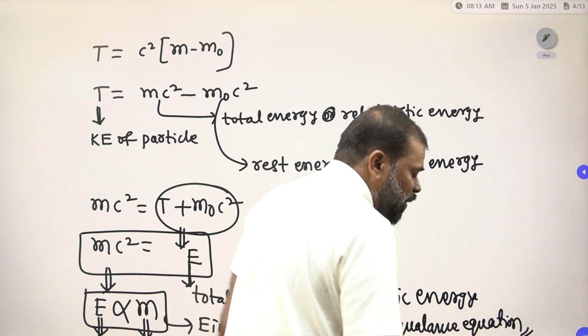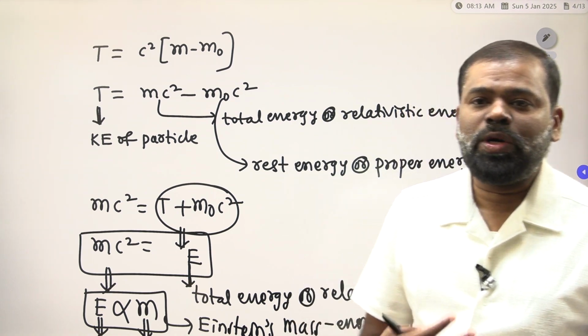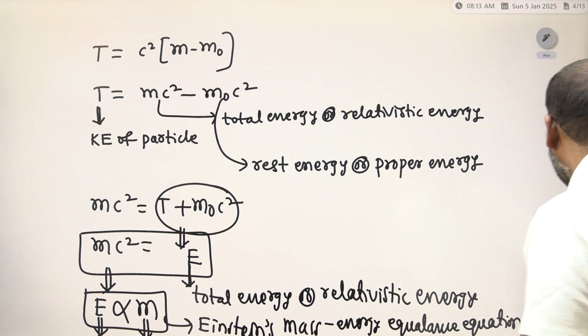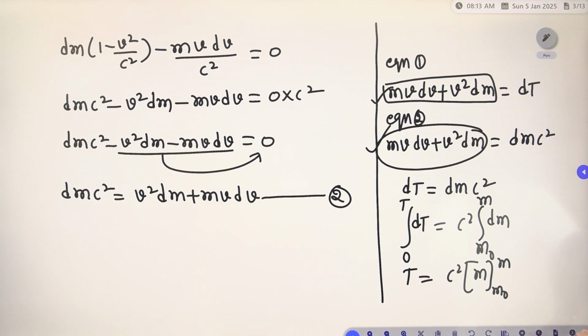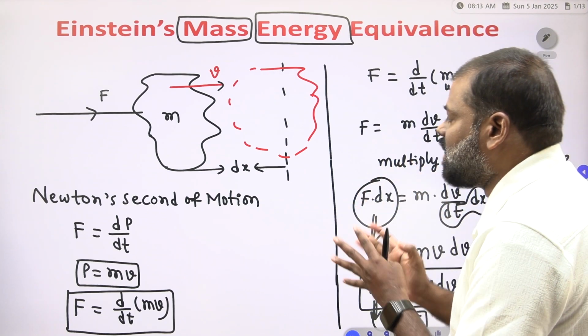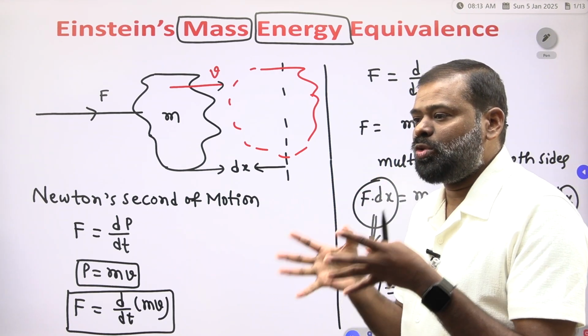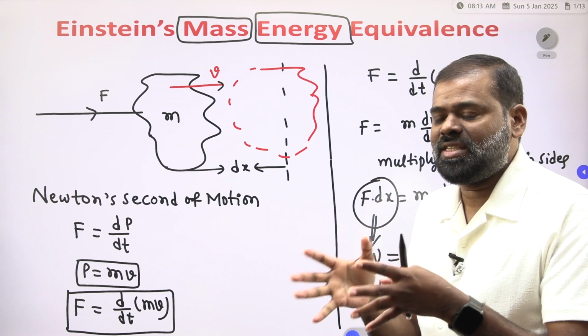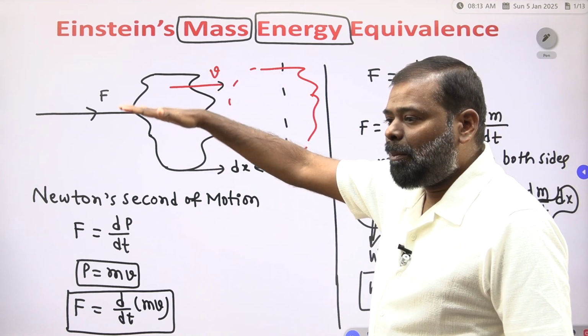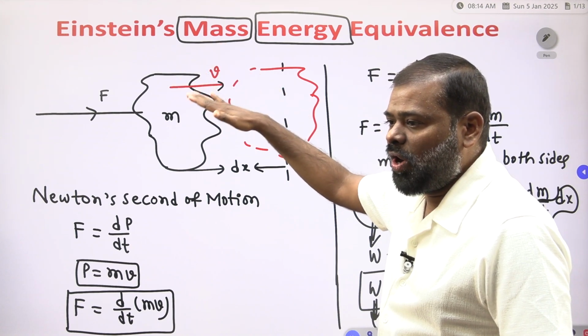This is very important. Like this we derive Einstein's mass energy equivalence equation. Once again, you have to see how we get it. First you take any body or any system of particles, and a force is applied on that body.